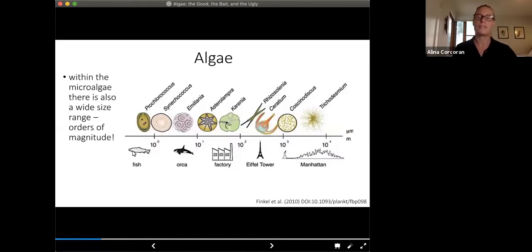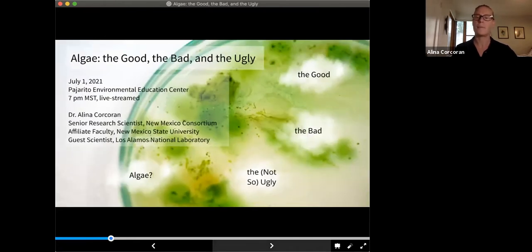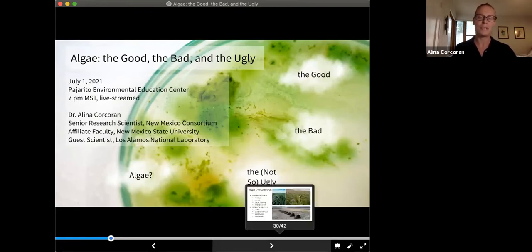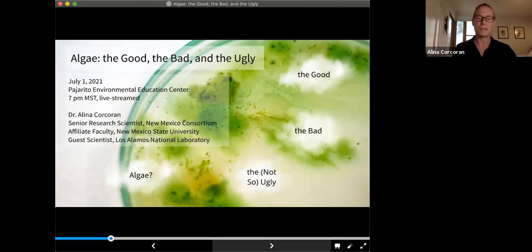That's similar to the difference in size between a fish and the city of Manhattan. So it's really just a vast size range. So with that orientation, I'm going to jump into content tonight, and we'll explore the good, the bad, and maybe the not so ugly, because quite frankly, I love algae, particularly microalgae. I think they're beautiful, and they're an inspiration to a lot of applications other than scientific.